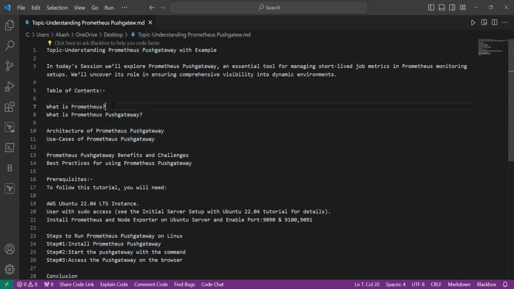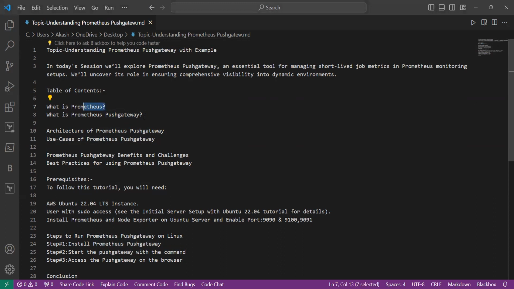So let's start. What is Prometheus? Prometheus is an open source monitoring and alerting toolkit designed for reliability and scalability in modern and dynamic environments. Prometheus is developed by the Cloud Native Computing Foundation. Prometheus excels at collecting and storing time series data, allowing users to gain valuable insights into the performance and health of their applications and infrastructure. With its powerful query language and support for multi-dimensional data, Prometheus has become a popular choice for monitoring systems within the cloud native ecosystem.